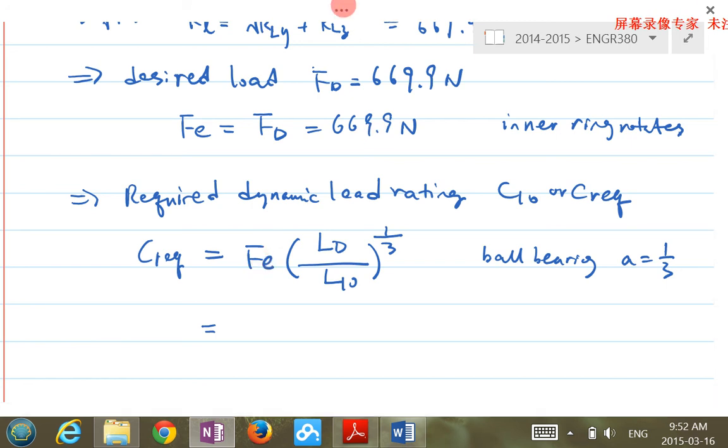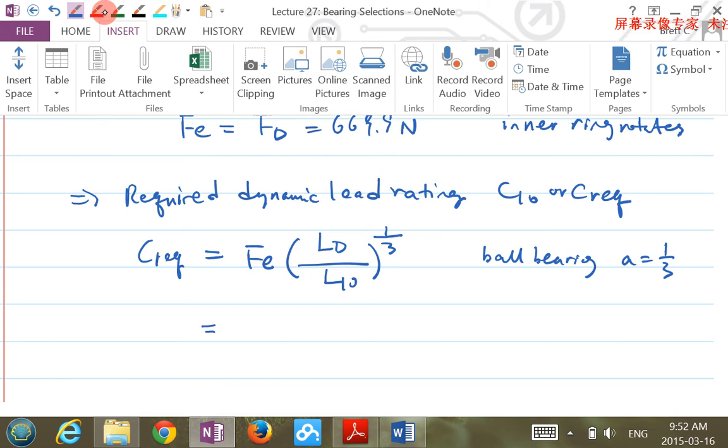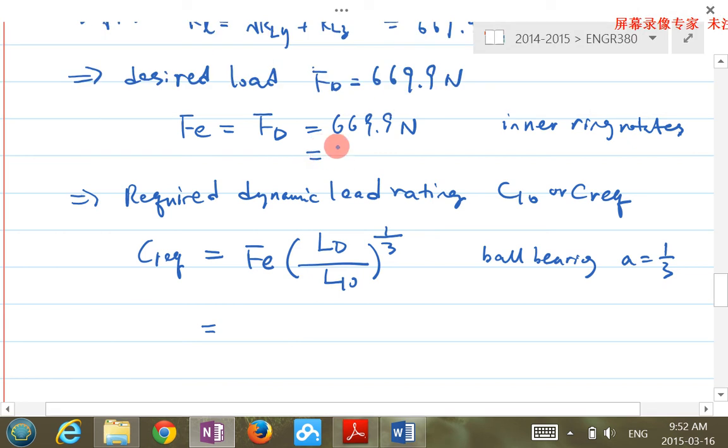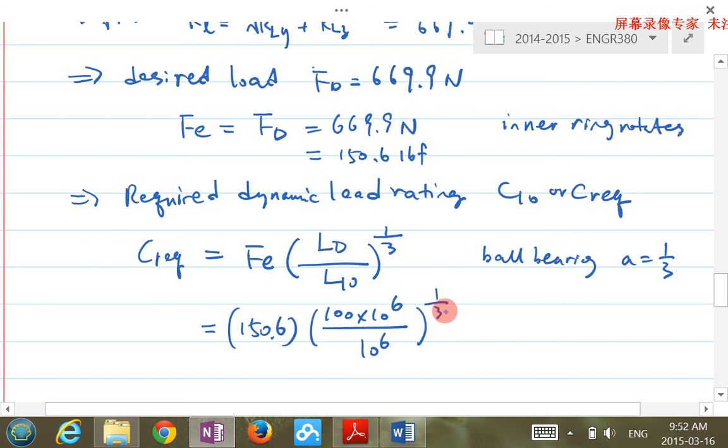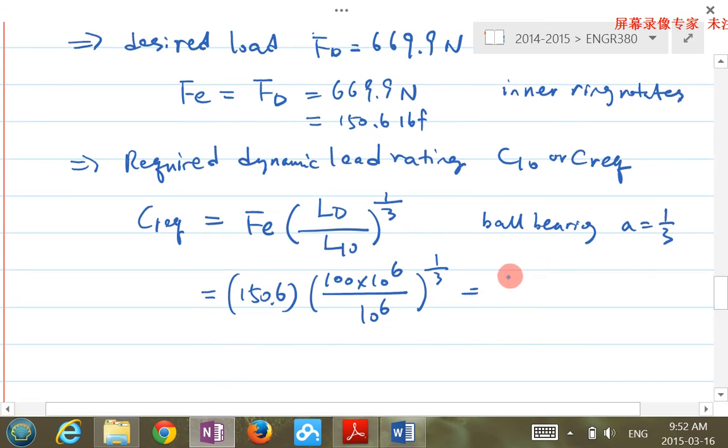If I convert this value to pound force, it's approximately 150.6 pound force. So we'll plug this 150.6 over here. LD is 100 million life, so 100 times 10 to the power 6. L10 is 10 to the power 6. So that's the formula. You do the calculation with all the numbers, and this number turned out to be 699.5 pound force.